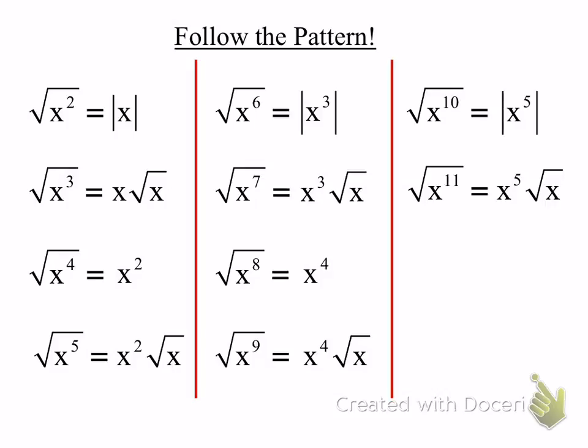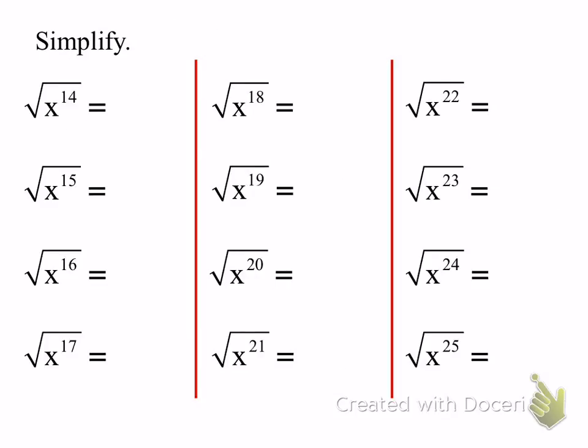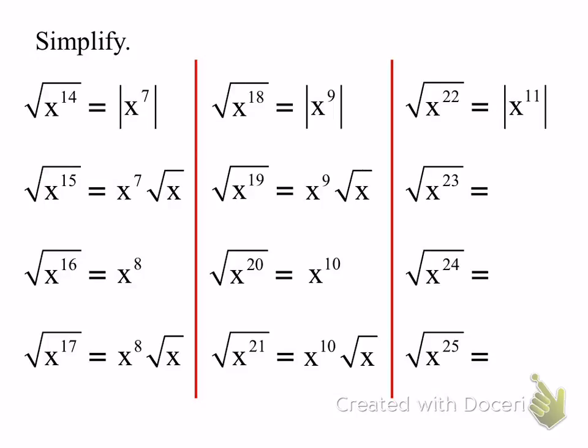Next one, x to the 12th. Maya. X to the 6th. Good. Next one, x to the 13th. Tyler? X to the 6th times radical x. Good. Okay, you guys get the pattern? Now, you're doing the next few. Pause the recording. All right, let's check our work.